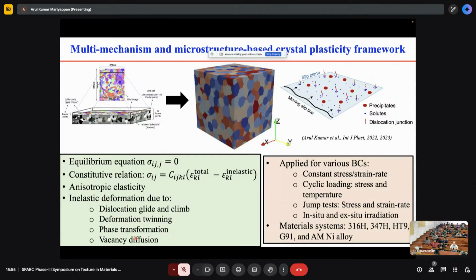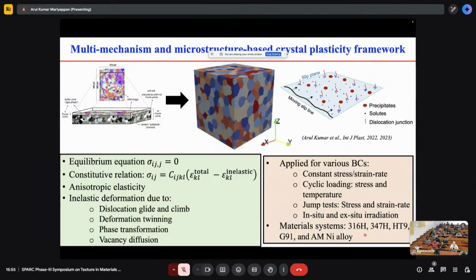In order to make sure the framework we develop is a robust and unified framework, we applied it for various boundary conditions, starting from constant stress or strain rate. Constant stress is like dead-load creep, constant strain rate is tensile deformation, and then compressive deformation, cyclic loading on stress or temperature, jump tests on stress and strain rate, in situ and ex situ irradiations. These are the boundary conditions we have employed in this framework to predict the response of various material systems: a few steel alloys, austenitic stainless steel, ferritic-martensitic steels, as well as nickel-based alloys.